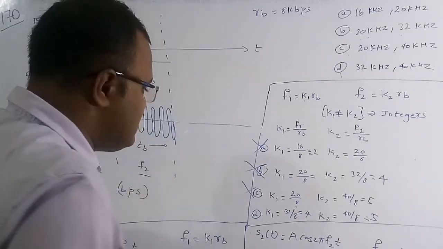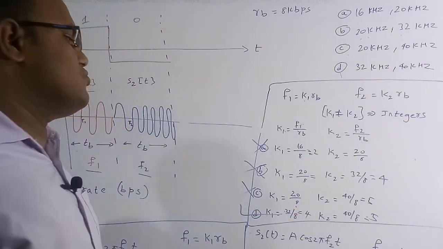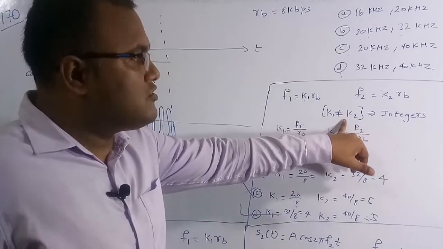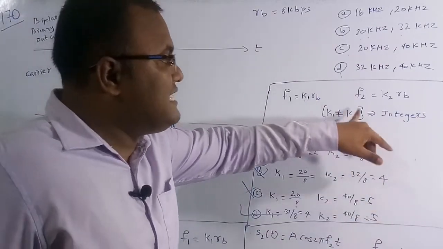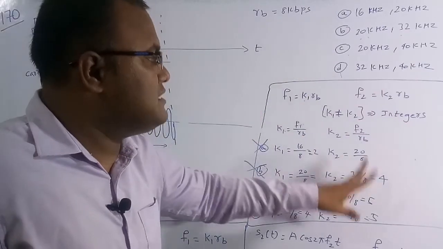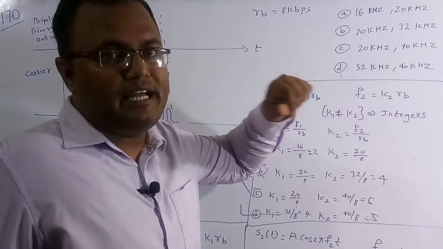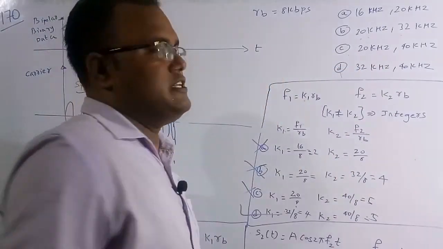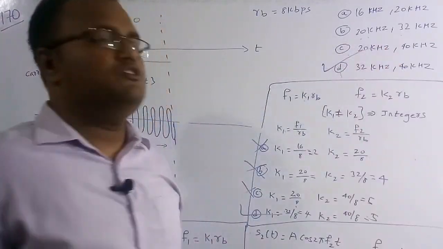So we can conclude that option D is the correct solution of this question, because here k1 is not equal to k2 and yet they are both pure integers. Yes, these two conditions are satisfied by this frequency pair. So therefore this is the correct solution of this question. Option D is the correct solution.